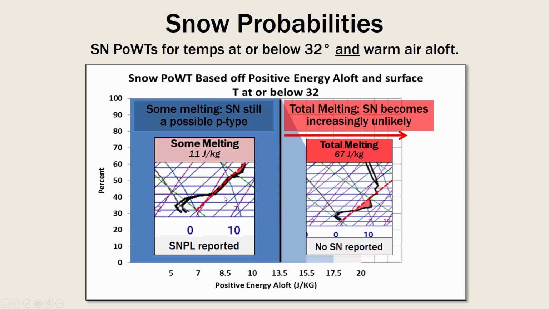On this particular case here, we see very cool but very deep warm layer aloft. So deep isothermal layer, warm layer measured to be about 11 joules per kilogram. And in this particular case, snow and sleet were reported. So there was some melting and then refreezing that led to the sleet, but again, not enough melting here to totally rule out snow potential.